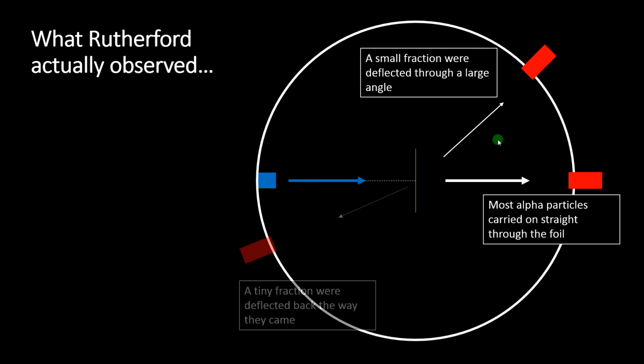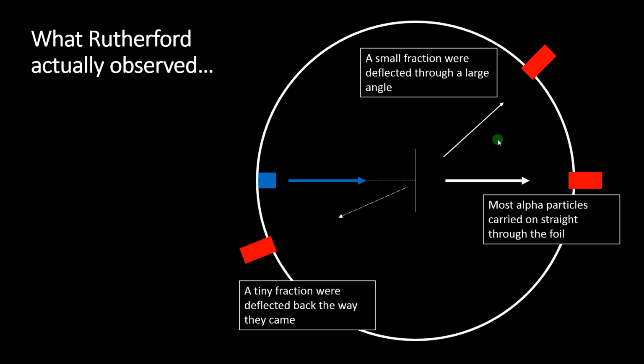And even more astonishingly, they saw a very, very tiny fraction that got deflected back the way they came. This was so surprising that Rutherford famously said that this was a bit like firing a tank shell at a piece of tissue paper and the tank shell bouncing back at you. It seemed really, really amazing that this had happened.